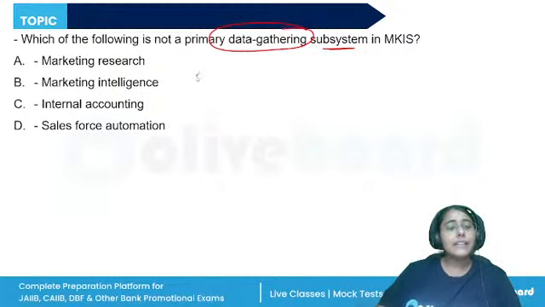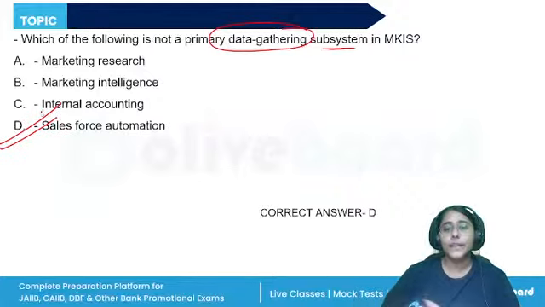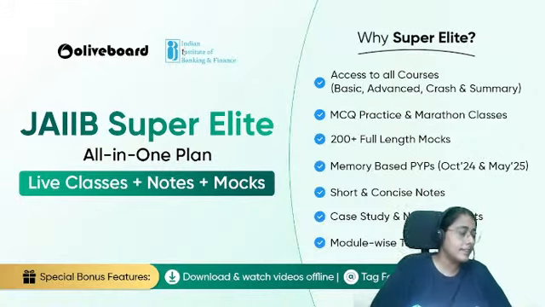We collect data from the internal sources, the external sources, internal accounting, but not Salesforce automation. All right. We collect data from the salesman report, from the interaction of the customer and the staff, from the various external newspapers. But Salesforce automation is not a primary data gathering subsystem.